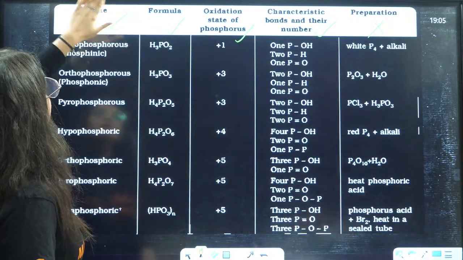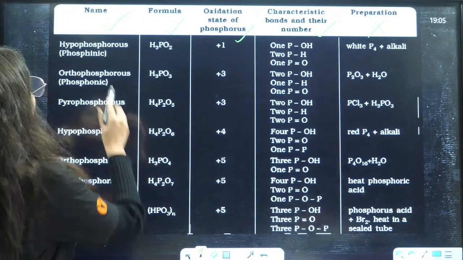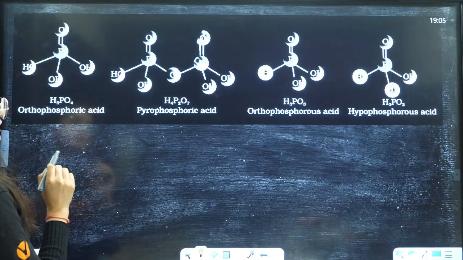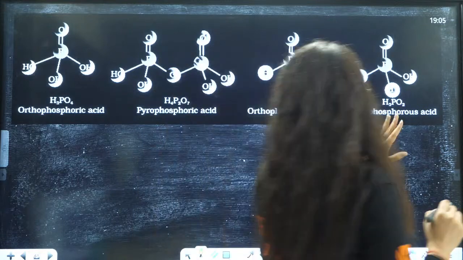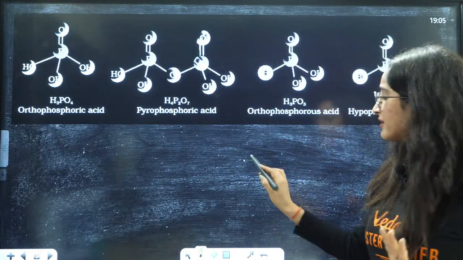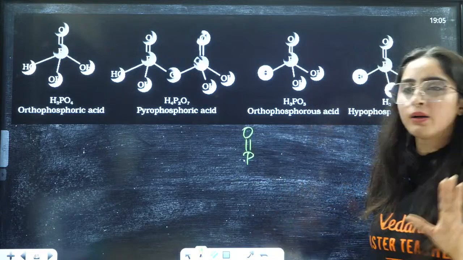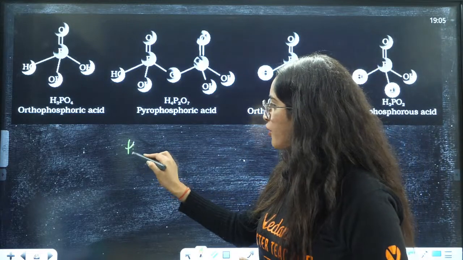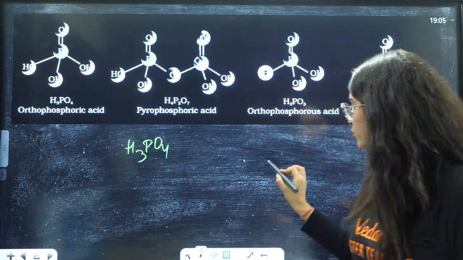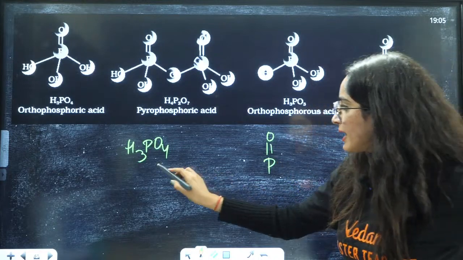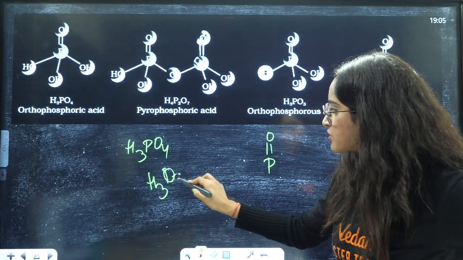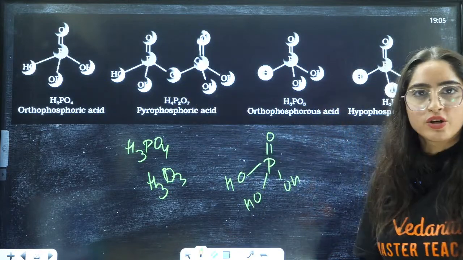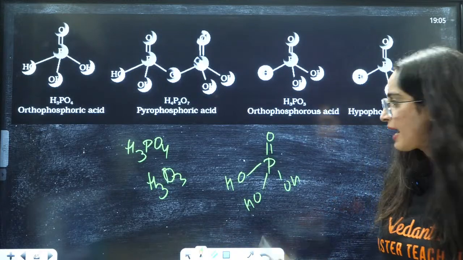So now this is hypophosphorus, right? Let us see the structure firstly. You also need to know the structures here. One thing remember, always have P double bond O. For example, you want to draw the structure of H3PO4. Draw P double bond O. Now you are left with 3 hydrogens and 3 oxygens, so you can write 3 OH here. That is the structure of orthophosphoric acid.